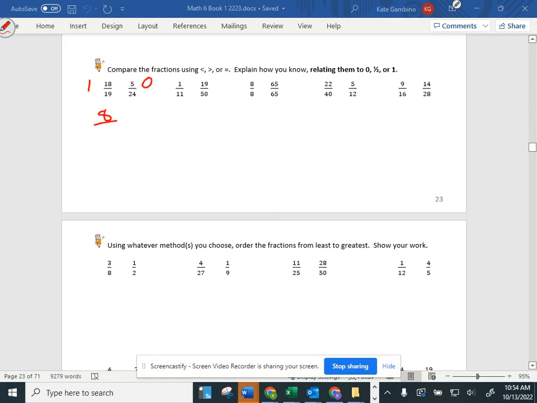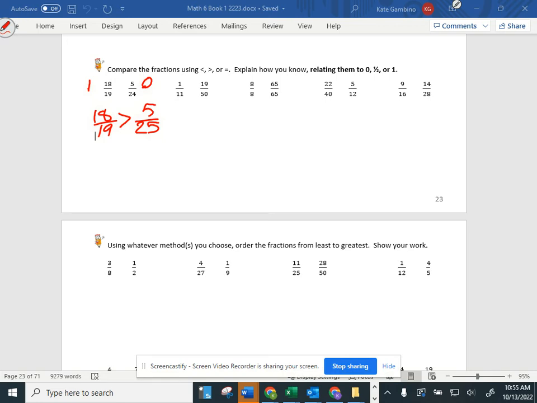So 18/19 to 5/24. How am I going to compare them? Less than, greater than, or equal to? Amelia? Greater than, because my 1 is greater than the 0, so I know it's going to be a greater than.